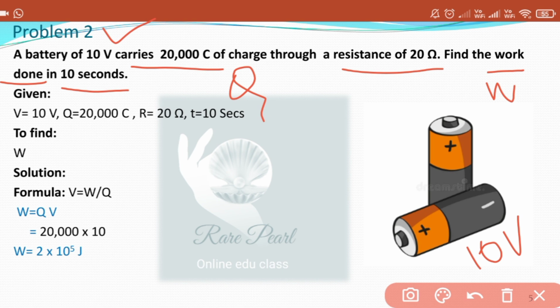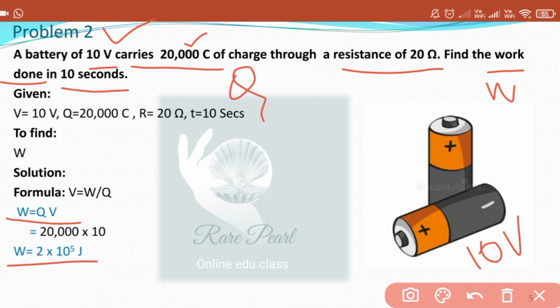We know the expression for work done is W is equal to Q into V, from the definition of electric potential. So what is the charge? It is 20,000 coulomb. And what is the potential difference? 10 volt. Having known these two quantities, we can substitute and get the work done. Work done is 2 into 10 to the power 5 joule.